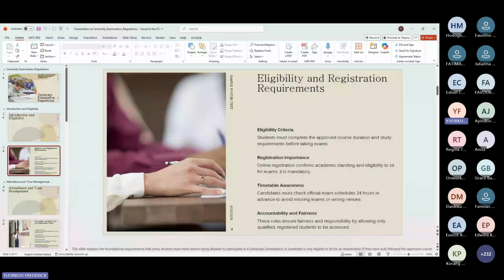So you can go online again and check your registration. Make sure that all the courses that you intend taking are on your proof of registration. So we have the detailed academic record and the proof of registration. Check to make sure that all the courses and the right course codes are there.